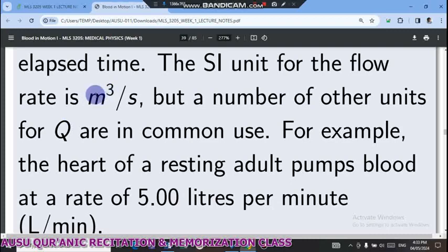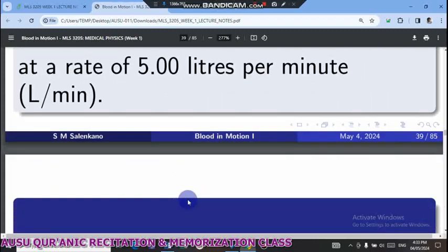So instead of this meter cube, you can also use liters as the unit of volume. Instead of second, sometimes we use the minute. They gave an example that the heart of a resting adult pumps blood at a rate of 5.00 liters per minute, meaning in 1 minute the heart of a resting person will pump 5.00 liters of blood.